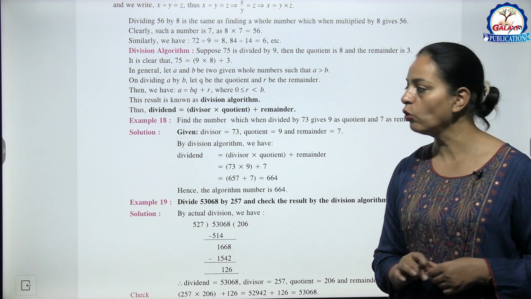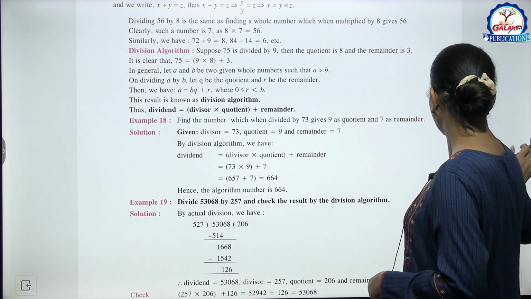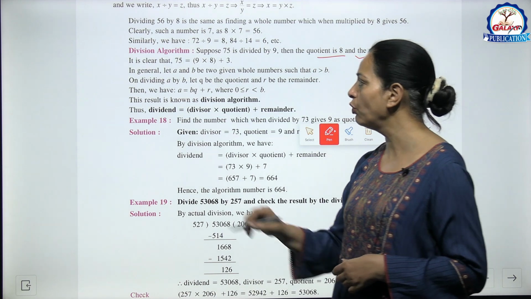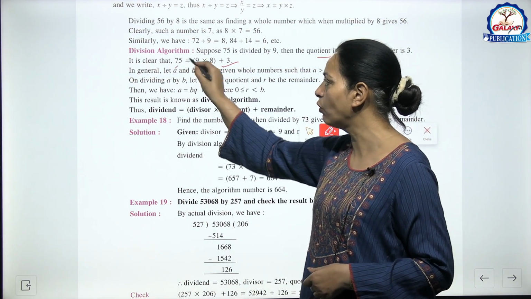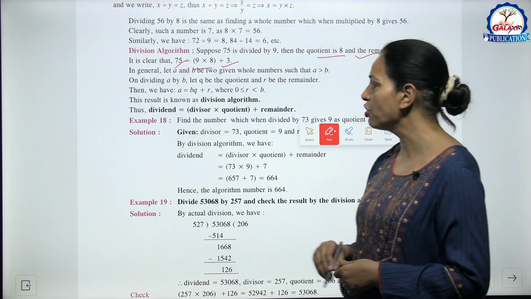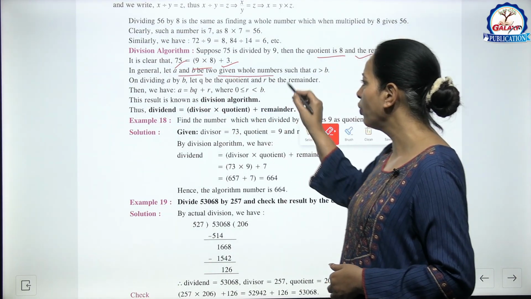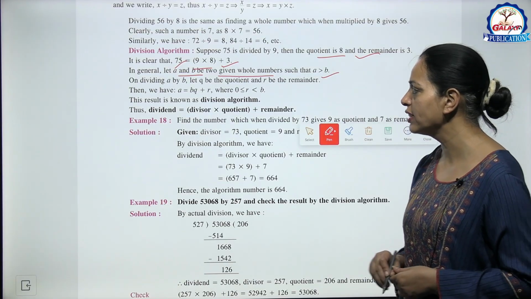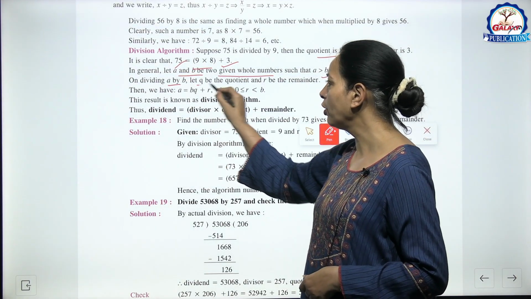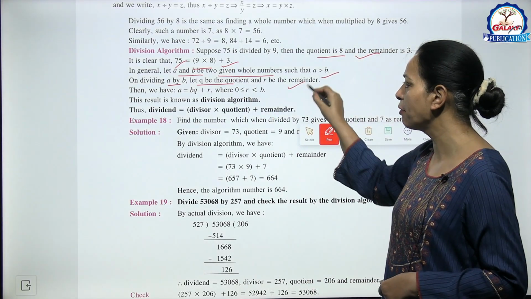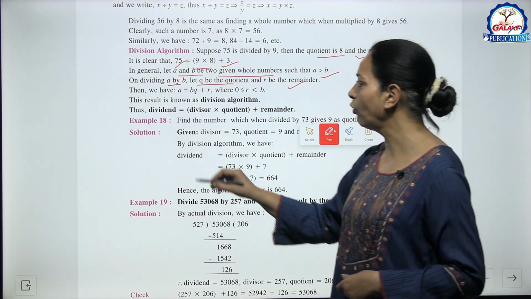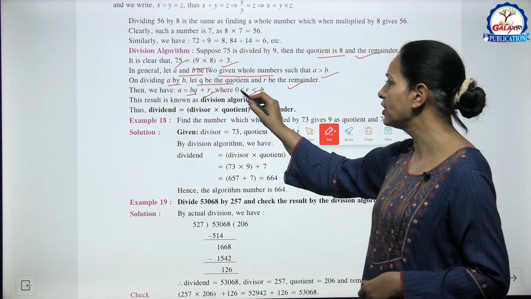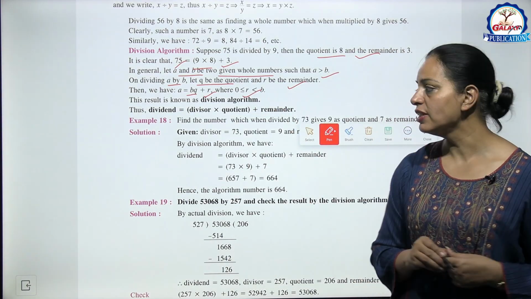Now division algorithm. Suppose 75 is divided by 9, then the quotient is 8 and the remainder is 3. Then what will you get? 9 into 8 plus 3 equals 75. In general, let A and B be two given whole numbers such that A is greater than B. So how can we write it? On dividing A by B, let Q be the quotient and R the remainder. So we can write A equals B into Q plus R, where R lies between 0 and B, or it can be 0 also.